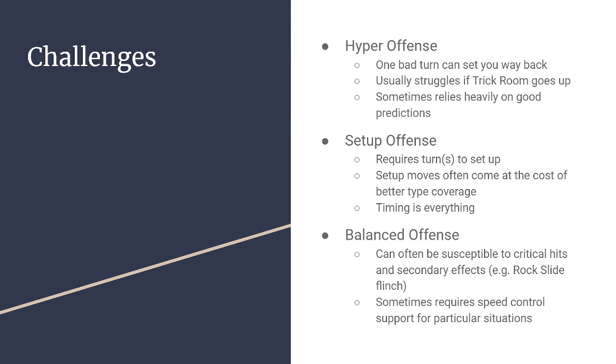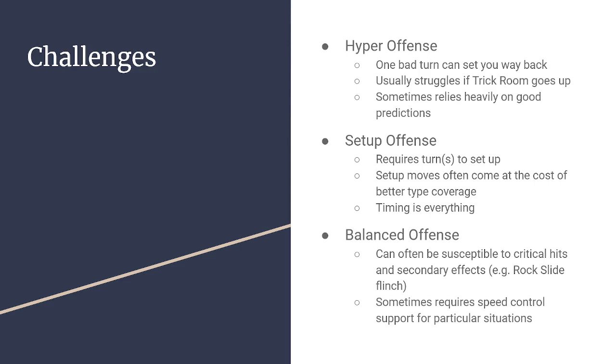So, moving on to the challenges of balanced offense, this kind of style can be really susceptible to critical hits and secondary effects. And secondary effects I'm thinking of are, like, Rock Slide flinches, or Ice Beam freezes, or something like that. Because typically these Pokemon are a little slower, so they can be bulkier, which means things like flinching can become a big problem, whereas fast Pokemon don't have to worry about that, because they're moving before they can get flinched anyways. And then there are definitely situations where this mode requires speed control. If you have a lot of balanced offense on your team, you're going to want speed control. Even though one of the pros of balanced offense is that it doesn't really need speed advantage to do well.